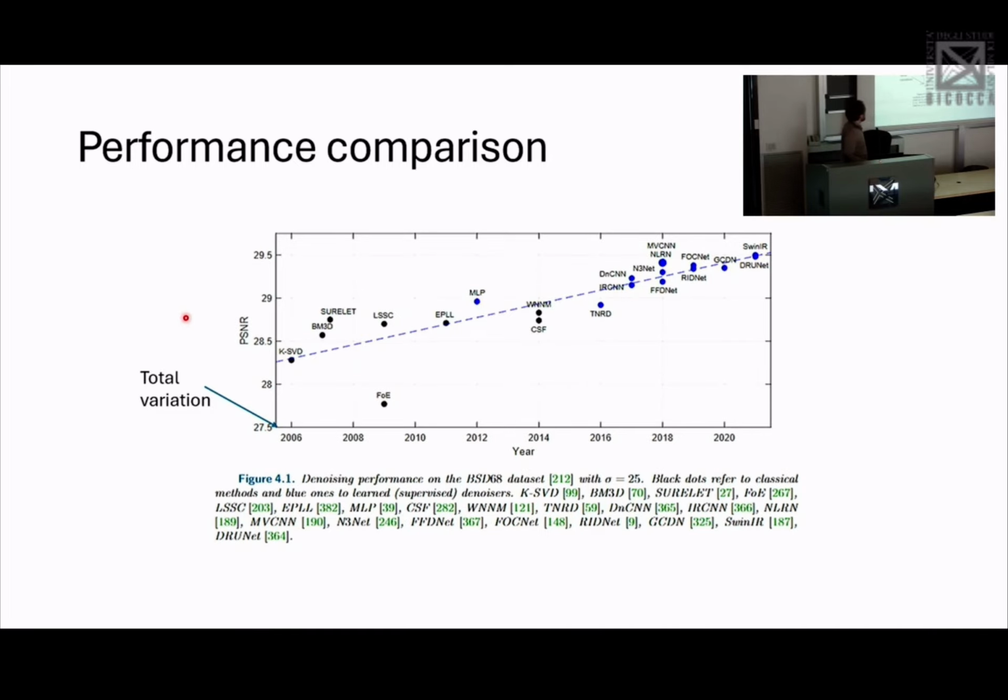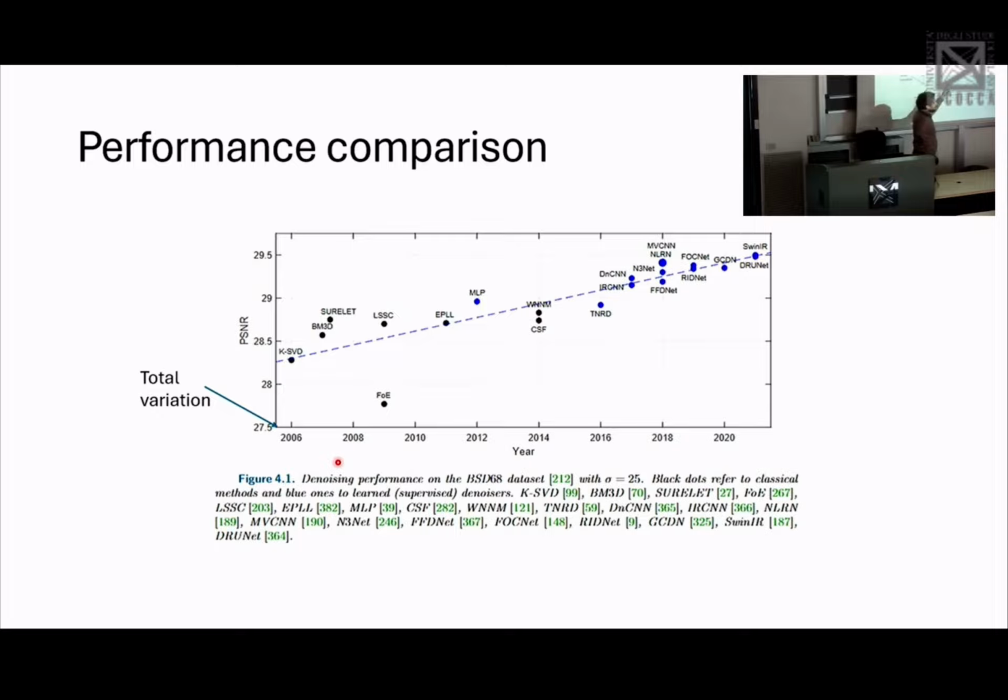Now, this is a picture from the same review from 2023 about the performance on one specific data set of the denoising performance over the different years with the total variation, which is the name that's given to the lasso regression of the gradient. They could achieve a 27.5 level of denoising.